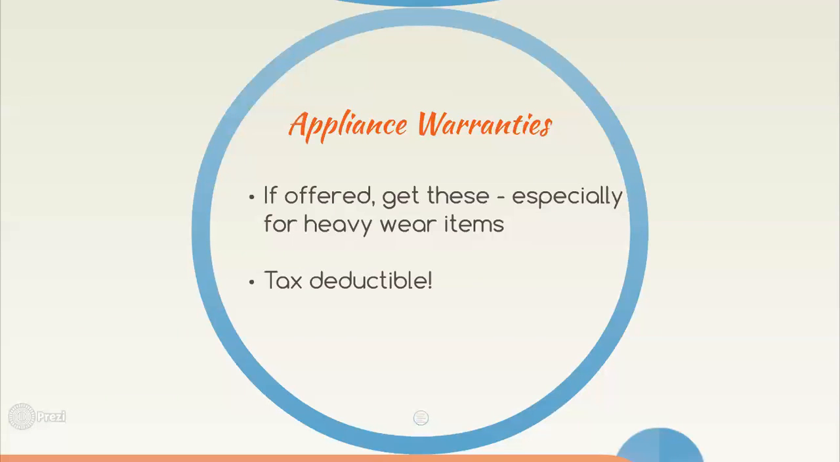Next, if you have the opportunity to buy warranties or insurance for certain appliances, make sure that you get them, especially for heavy wear items. These would be things that are water intensive for sure, so some of the major appliances: washing machines, dishwashers, water heaters, anything that could have significant wear on it. Good news, these are tax deductible typically. Check with your accountant, but it should be a good thing for you.